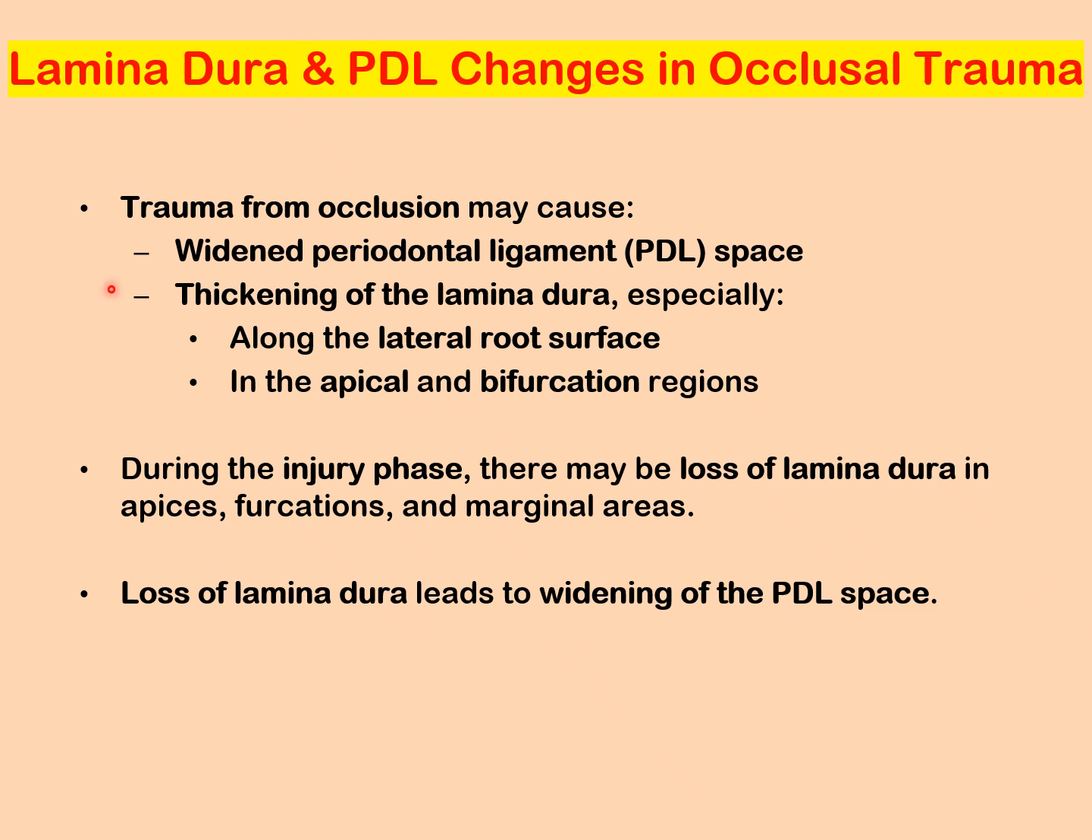So, lamina dura and periodontal space changes in occlusal trauma. Trauma from occlusion may cause widening of the periodontal space, thickening of the lamina dura, especially along the lateral root surface and in the apical and bifurcation regions. During the injury phase, there may be loss of lamina dura in apices, furcations and marginal areas. Loss of lamina dura leads to widening of the periodontal space.